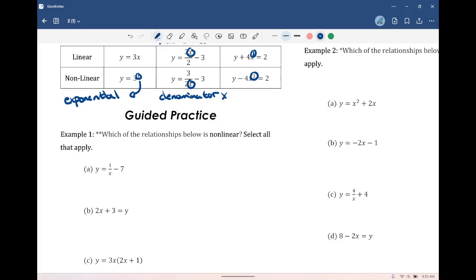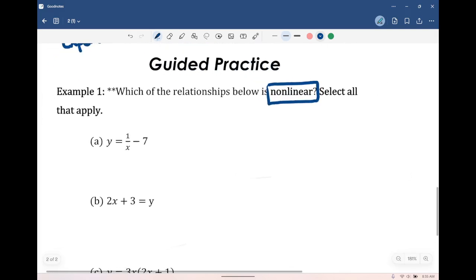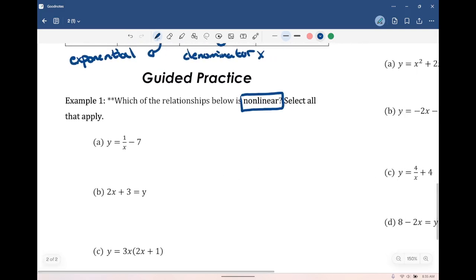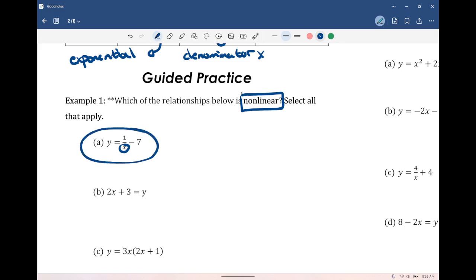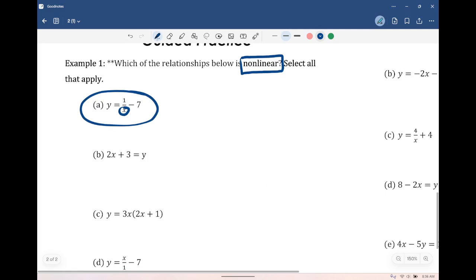If we look specifically at A on example 1, we want to identify things that are nonlinear. X is in my denominator. Everybody, is A linear? No. Because it's not, I'm actually going to circle it. I want things that are not linear for this question. On B, is B linear? Yes. Why is B linear?